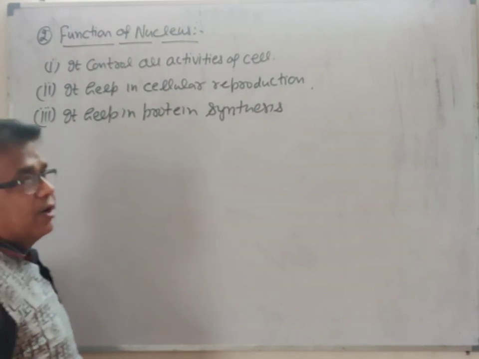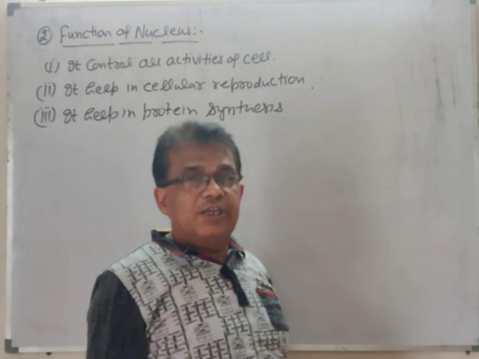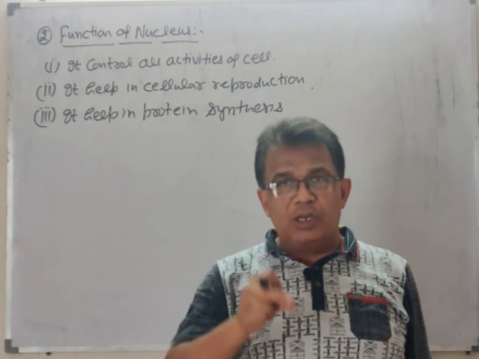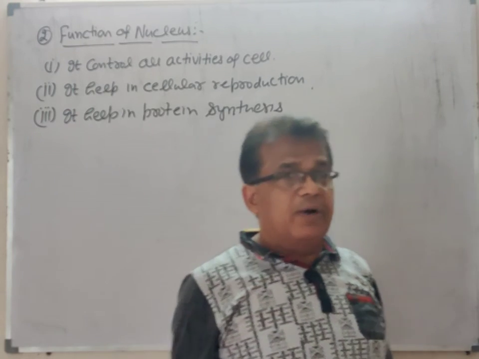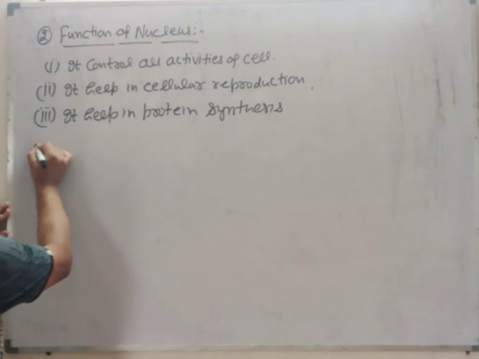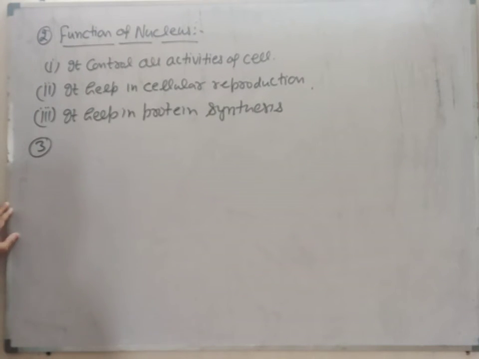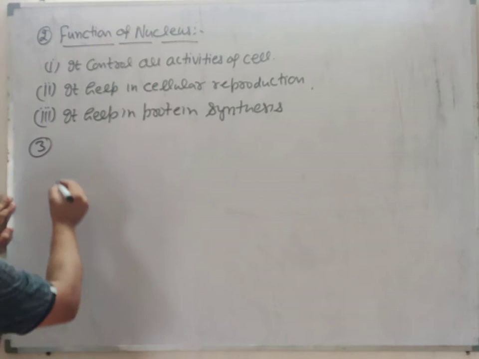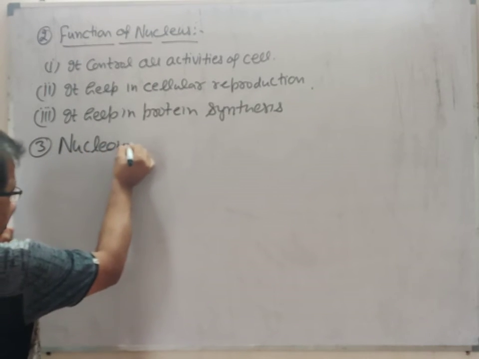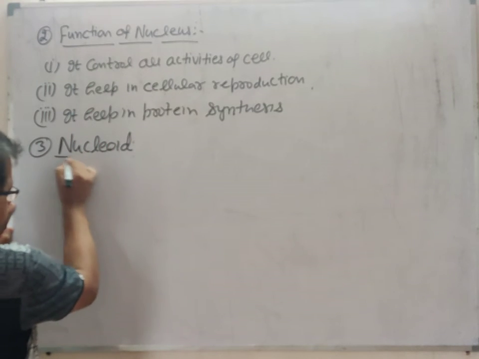One important point about nucleus is that it is well developed, means it has a nuclear membrane around it, but in some organisms, like in some bacteria, nucleus is not well developed. That is known as nucleoid.